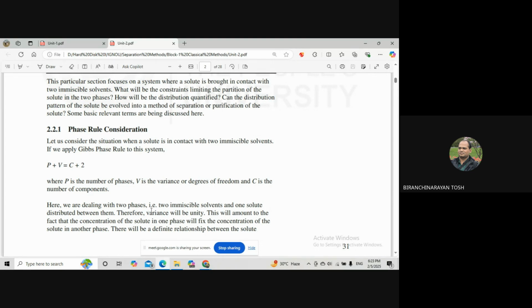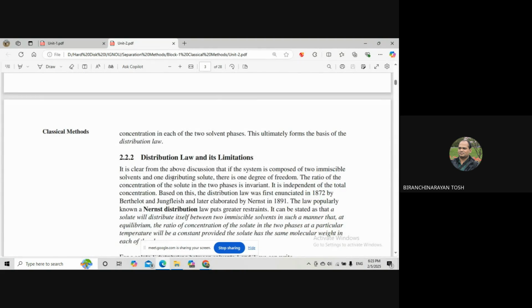When we are dealing with two phases, two immiscible solvents and one solute distributed between them, the variance will be unity. Degrees of freedom will be unity. Two immiscible solvents, one solute distributed between them, so the number of components is 3. This amounts to the fact that the concentration of the solute in one phase will fix the concentration of the solute in the other phase. There will be a definite relationship between the solute concentrations in the two solvent phases, which is ultimately the basis of distribution.